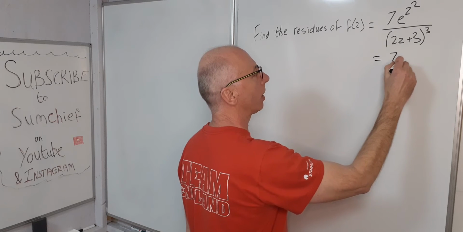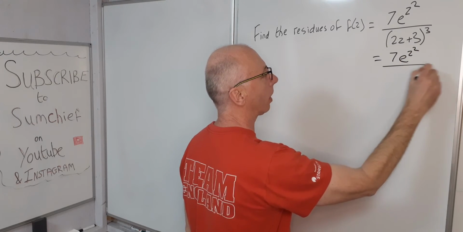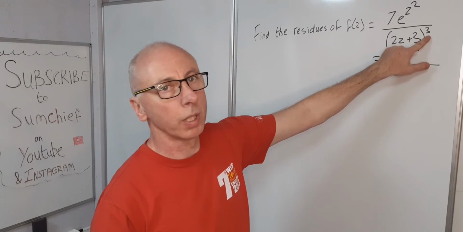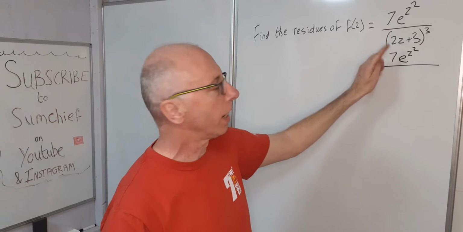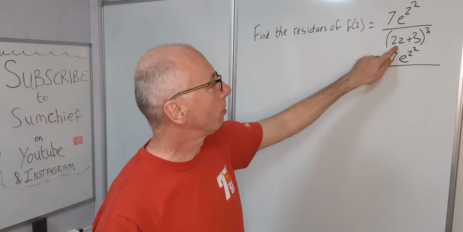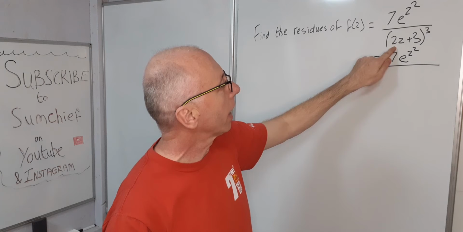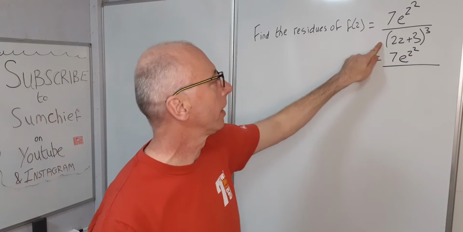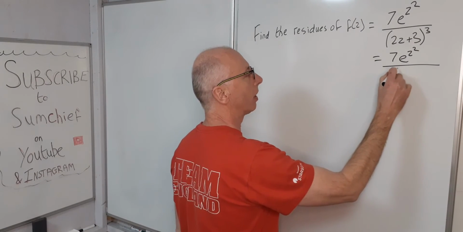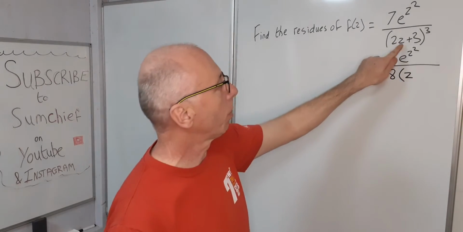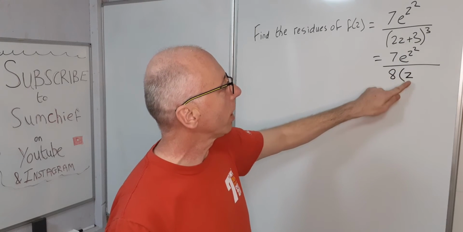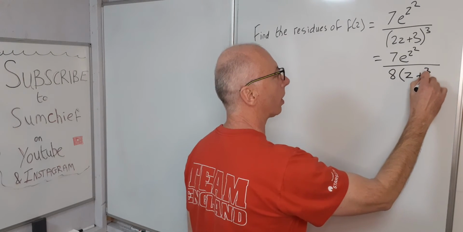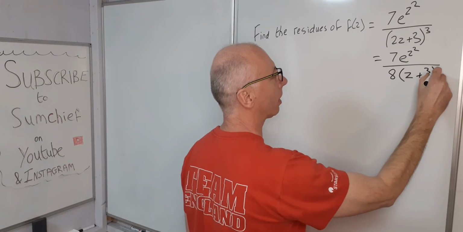So we've got 7e to the z squared over (2z plus 3) cubed. If we cube this out, we get 8z cubed as our first term. So it looks like 2 to the power of 3 will have to come out of there, which gives us an 8. So if we write an 8 first, and then z plus something: 2z plus 3 becomes z plus 3 over 2. So we've halved everything inside here, and then that's cubed.